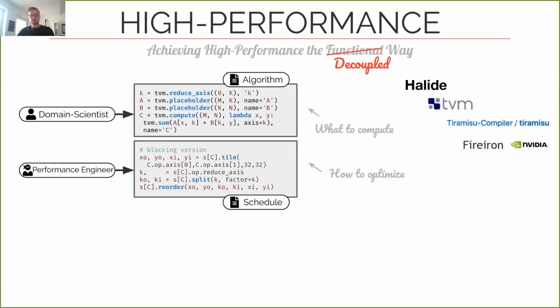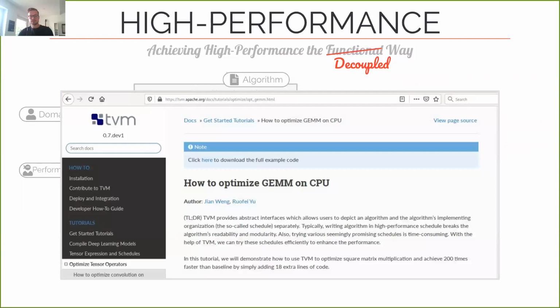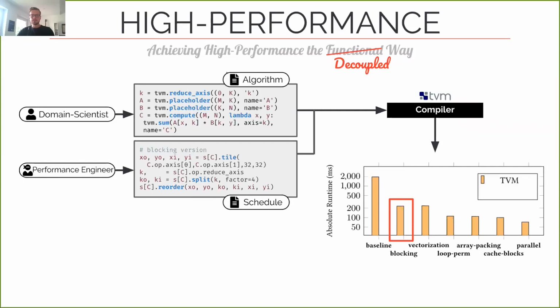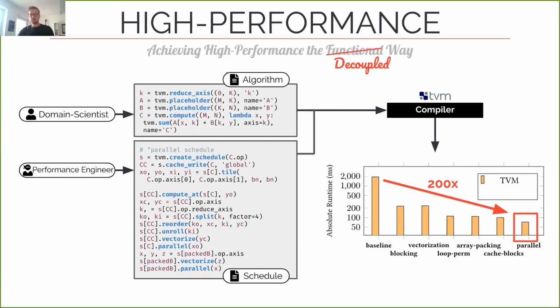So this particular example here is taken from the TVM machine learning compiler, which is currently the state of the art in generating high performance machine learning implementations. TVM comes with a tutorial on how to optimize matrix multiplications for CPUs, and we'll take a closer look at that in a moment. So the TVM compiler uses both the algorithm and the schedule to generate an efficient implementation. Here, for example, we see the blocking version from the TVM tutorial, which applies some specific loop transformations. The best version presented in this tutorial is about 200 times faster than the baseline, but only requires to add a few more lines to the schedule. Well, at least that's the idea.